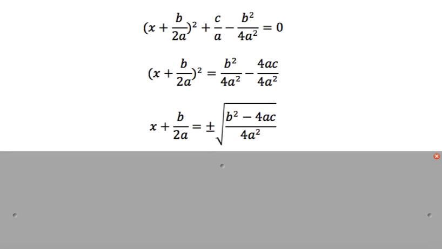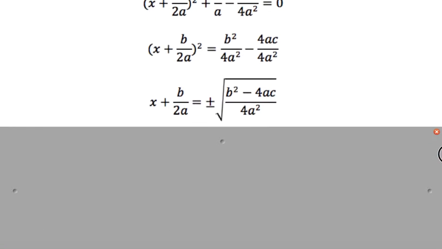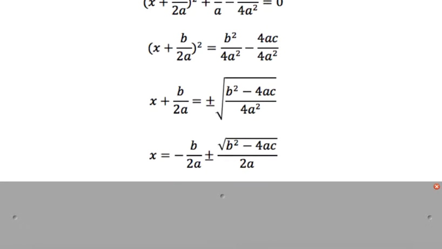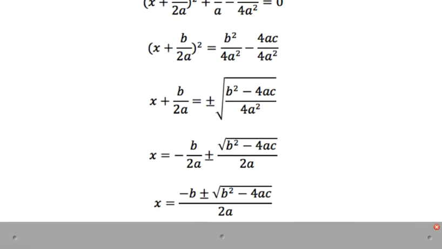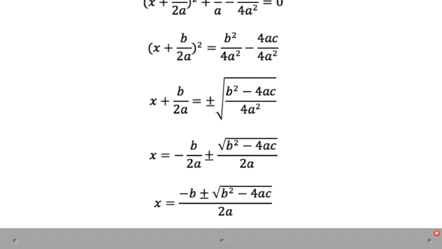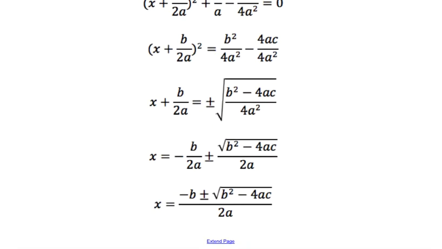And I'm also going to bring over my square root, so it's plus or minus that square root value. Finally, we bring over the negative b over 2a. And now I have a common denominator again, so I can just make it into my quadratic formula. That's actually where the quadratic formula comes from. That's exactly how we get the quadratic formula.